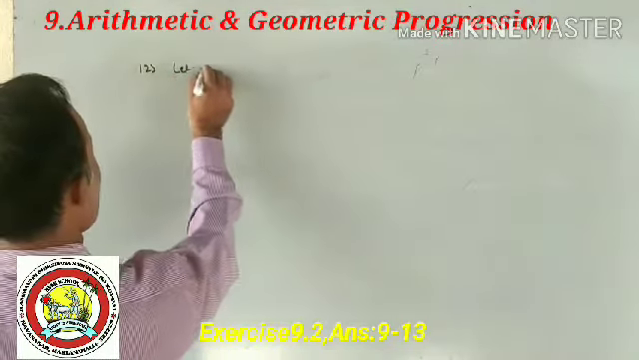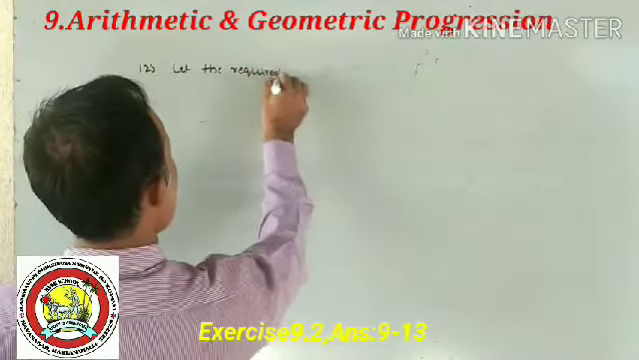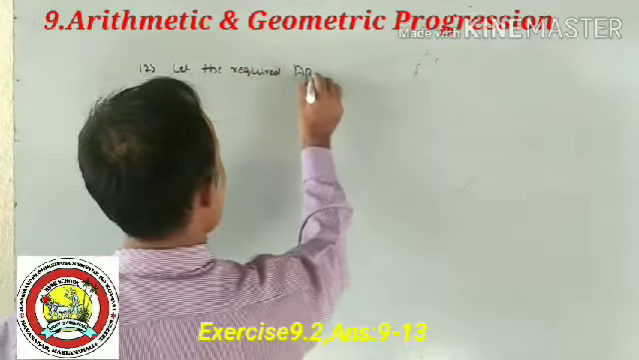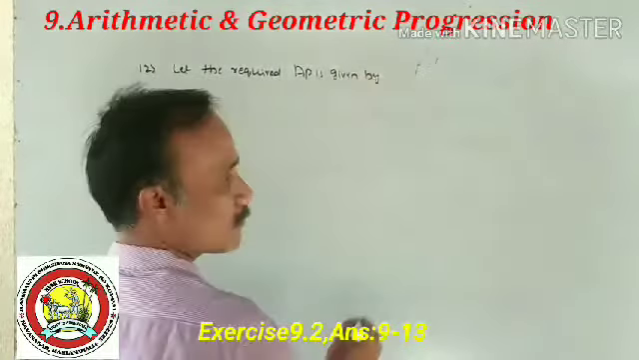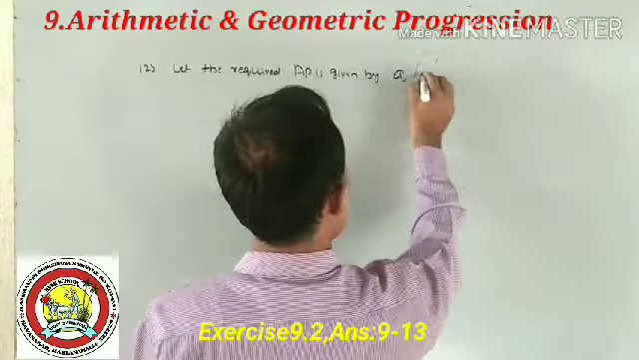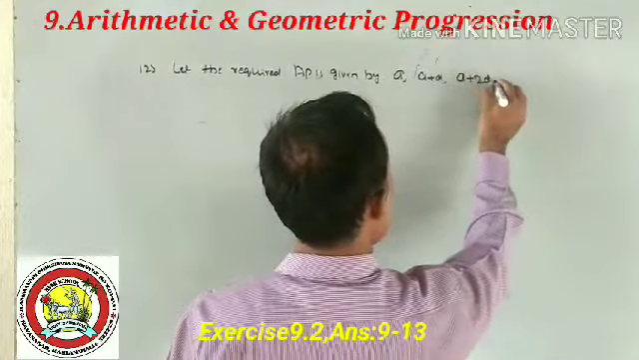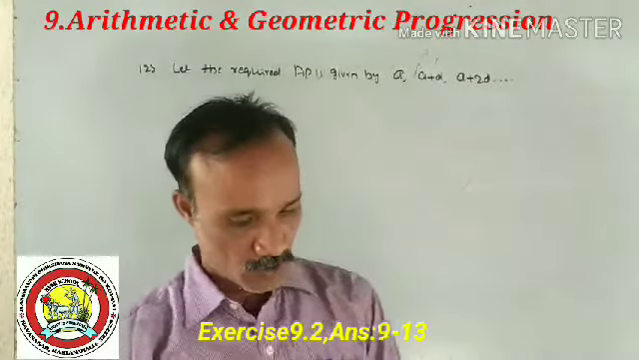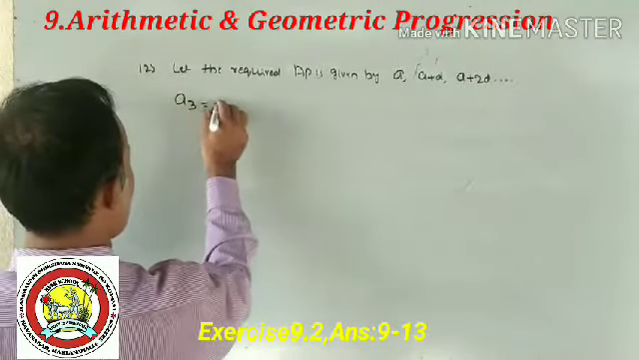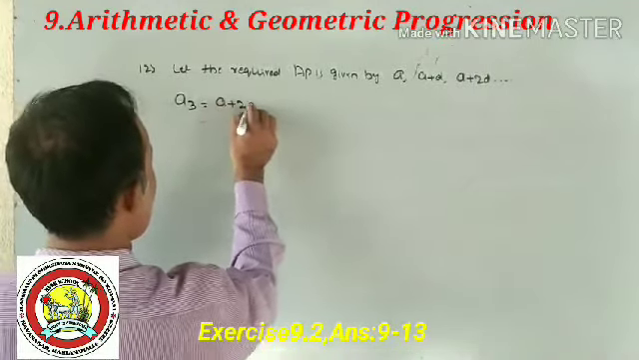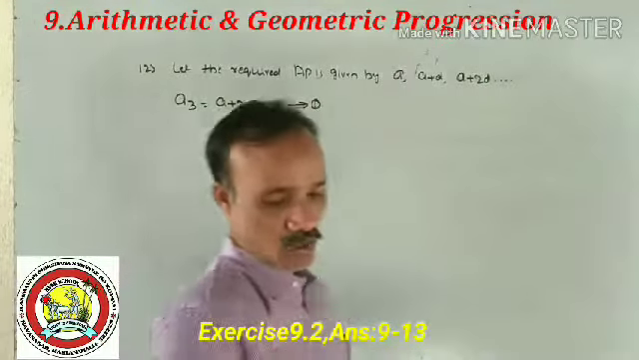Let the required AP be given by, again the same procedure, take three terms: A, A plus D, and A plus 2D and so on. The question is, whose third term is 16? Third term A3. So according to standard form, A plus 2D is equal to 16. This one, call it as 1.